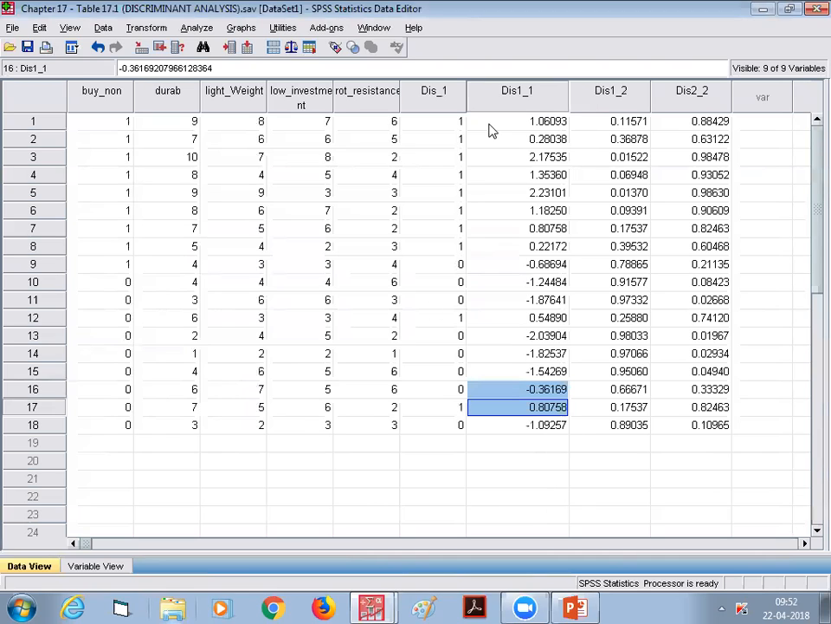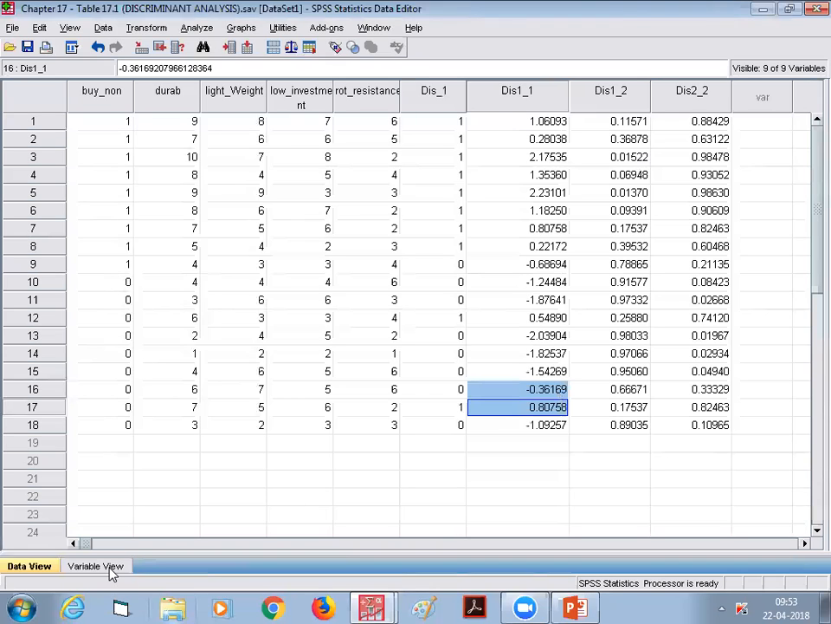See, these are the discriminant scores. Immediately it has calculated. So when I use that model, what is the discriminant value for the first individual, the first buyer? What is the discriminant score? 1.06093. Whereas for the second person, the discriminant score is 0.28, etc. Like that, we have the discriminant scores. Similarly, discriminant 2, discriminant 3. Okay.